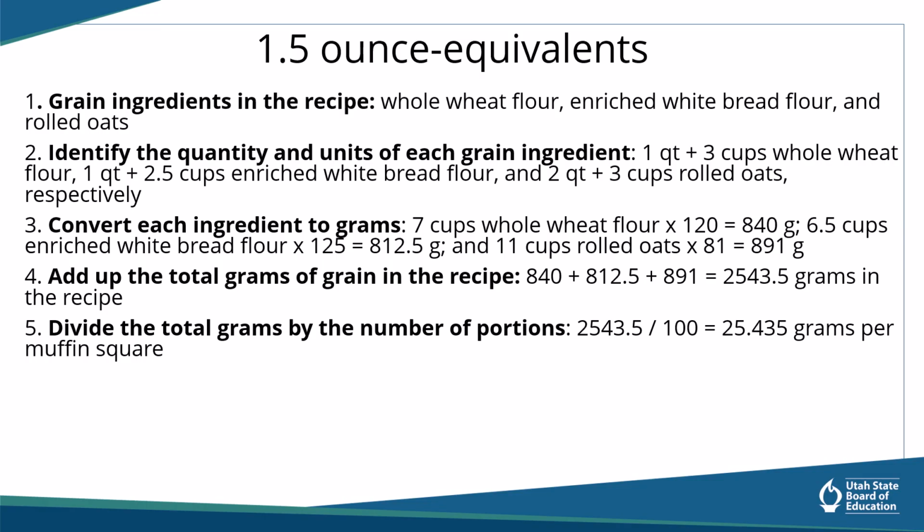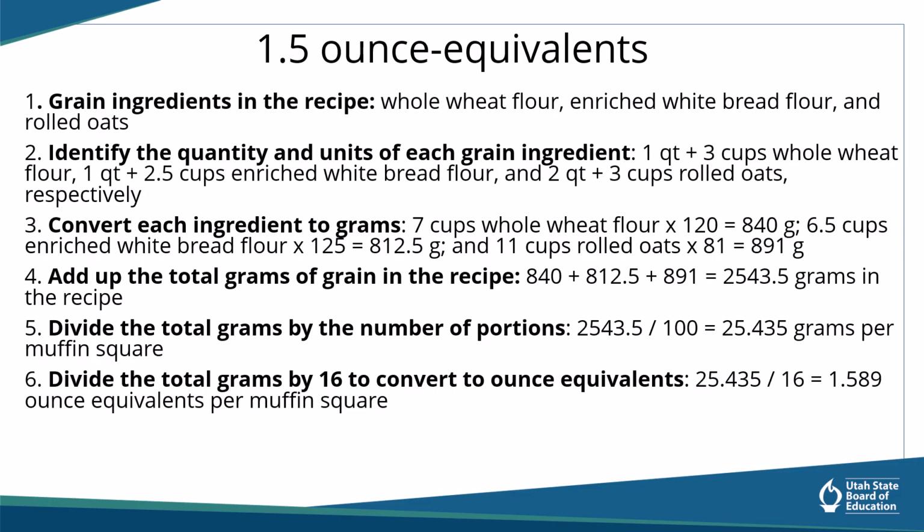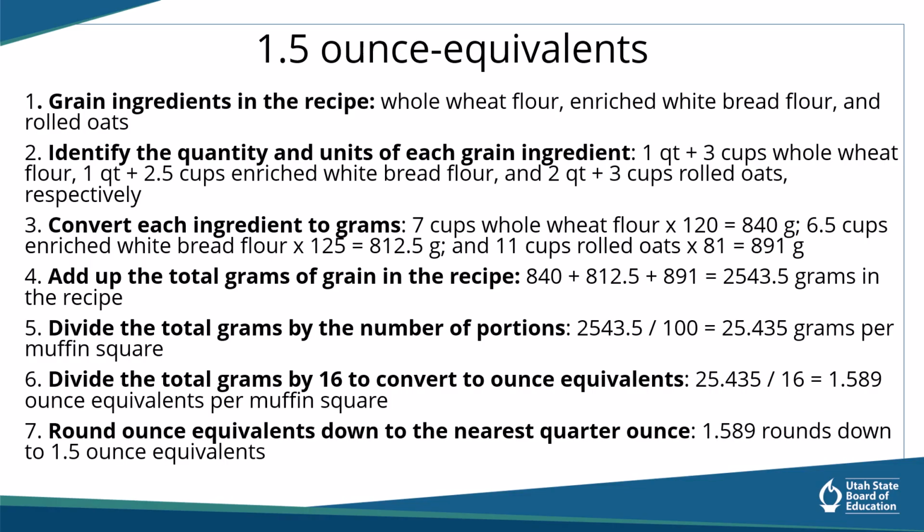Step 5, divide the total grams by the number of portions. 2,543.5 divided by 100 equals 25.435 grams per muffin square. Step 6, divide the total grams by 16 to convert to ounce equivalents. 25.435 divided by 16 equals 1.589 ounce equivalents per muffin square. And finally, step 7, round ounce equivalents down to the nearest quarter ounce. 1.589 rounds down to 1.5 ounce equivalents. So the correct answer for this question is 1.5 ounce equivalents in one oatmeal muffin square.